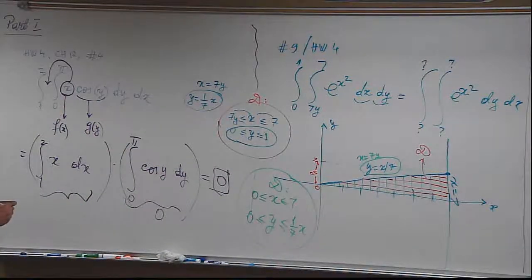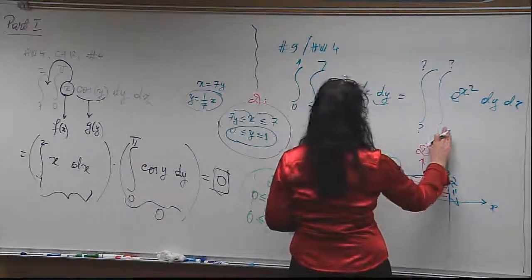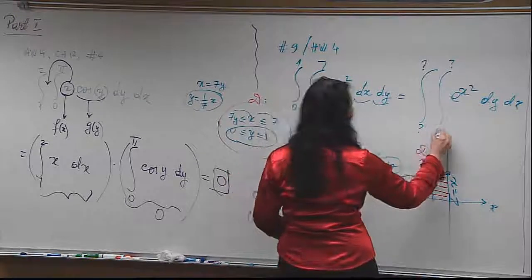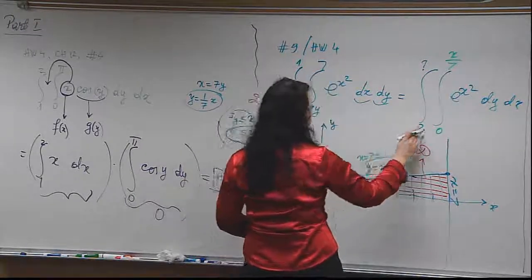Okay, so how do I set up the new integral? I'm going to say dy dx, and then y will be between 0 and x over 7, and x will be between 0 and 7.